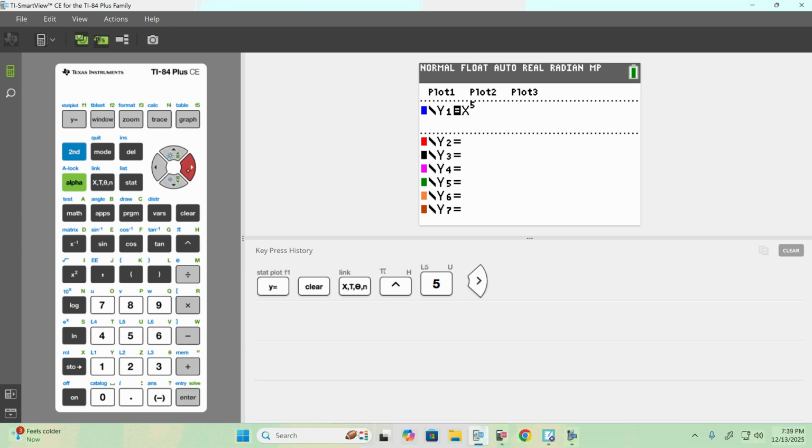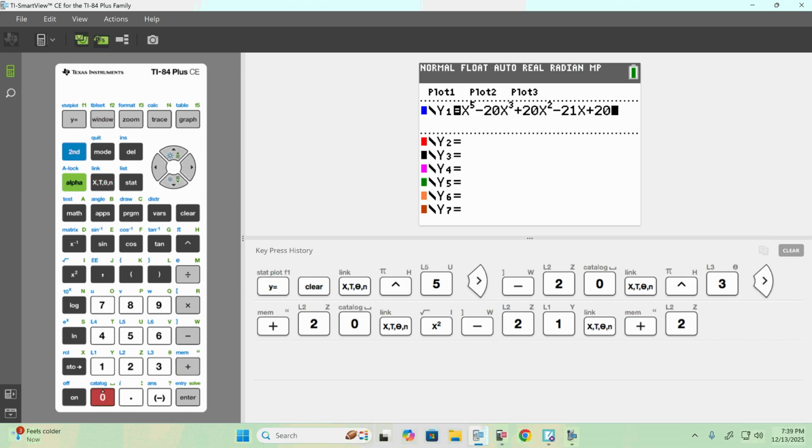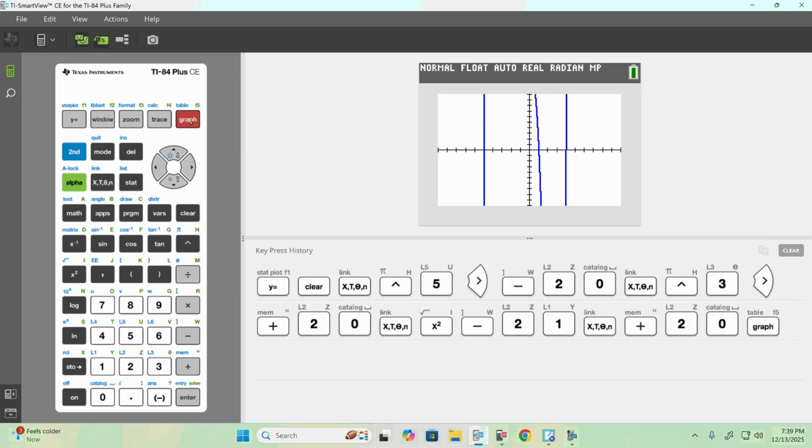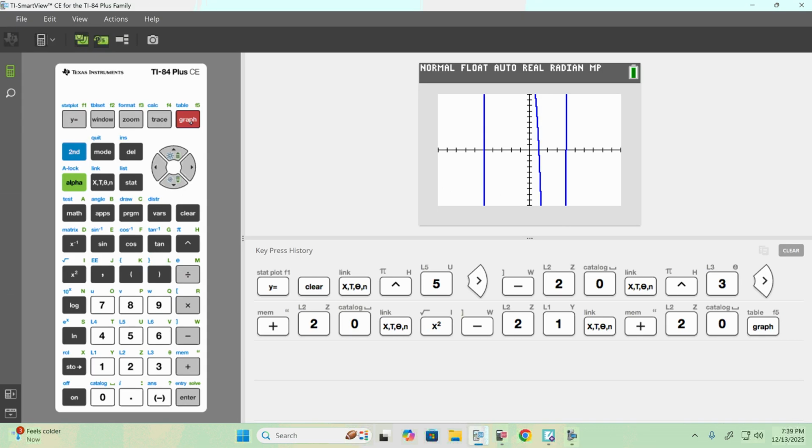X to the 5th minus 20x cubed plus 20x squared minus 21x plus 20. Graph. We're going to see where it crosses the x-axis, and it crosses in 3 spots. Now, because the degree of the polynomial is 5, we need 2 less than the degree solutions for our answer, for what we're going to have as a part of our answer.